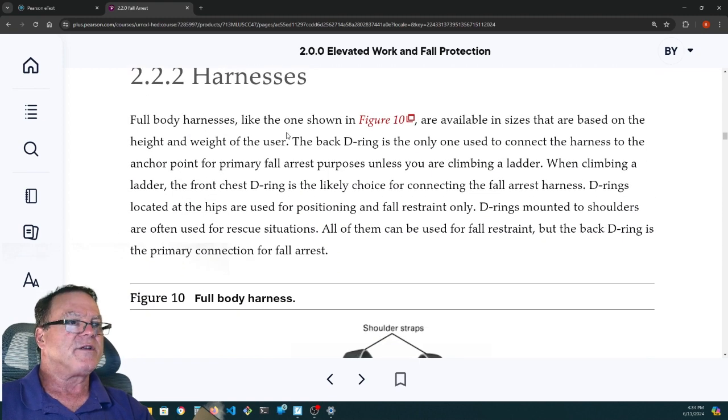Harnesses. Full body harnesses like the one shown in figure 10 are available in sizes that are based on the height and weight of the user. The back D-ring is the only one used to connect the harness to the anchor point for primary fall arrest purposes unless you're climbing a ladder. So you want to make sure that that D-ring is between your shoulder blades on your back.